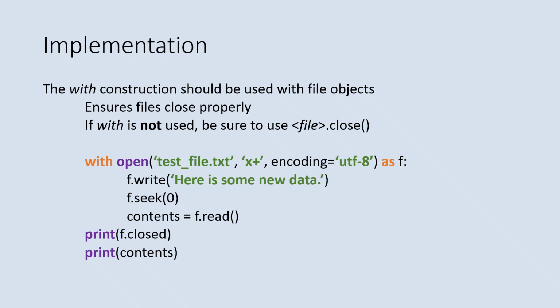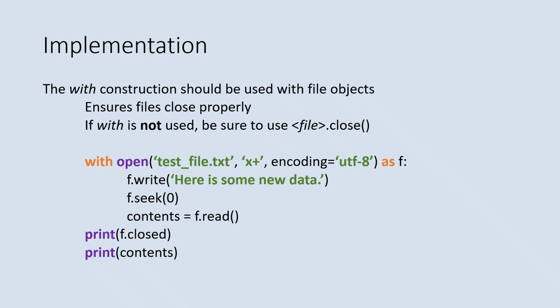So to make this work the way we want to, if we had included the line f.seek(0), this will put us back at the beginning of the file, and then we will be able to start reading there. With that in place, we wrote something, went back to the beginning, read that, saved it in contents, and printed the contents.